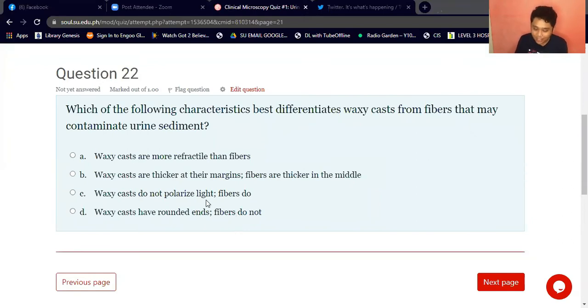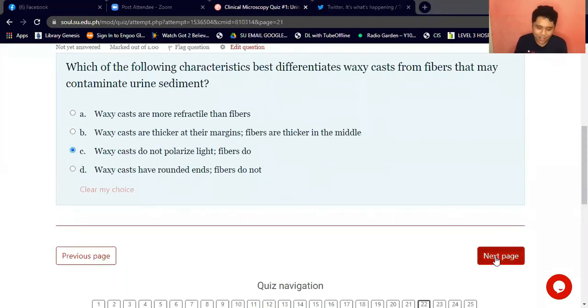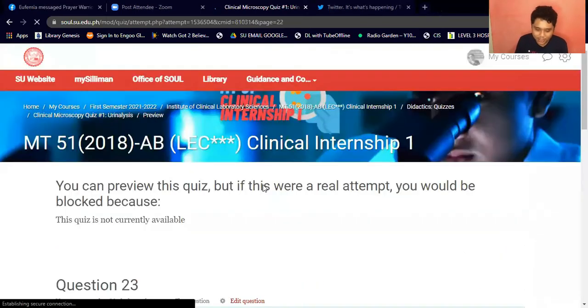Okay, actually, this is also false, dears. Your fibers can also have rounded ends. Okay, so the correct answer there is letter C. Your waxy casts and casts do not polarize light, but your fibers, they can polarize well. Okay, all right. See, so that's for your differentiation. Take note of the differences.